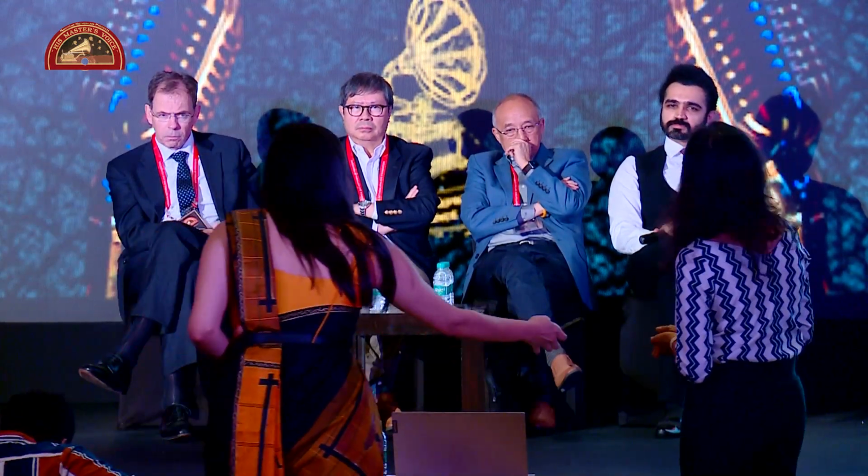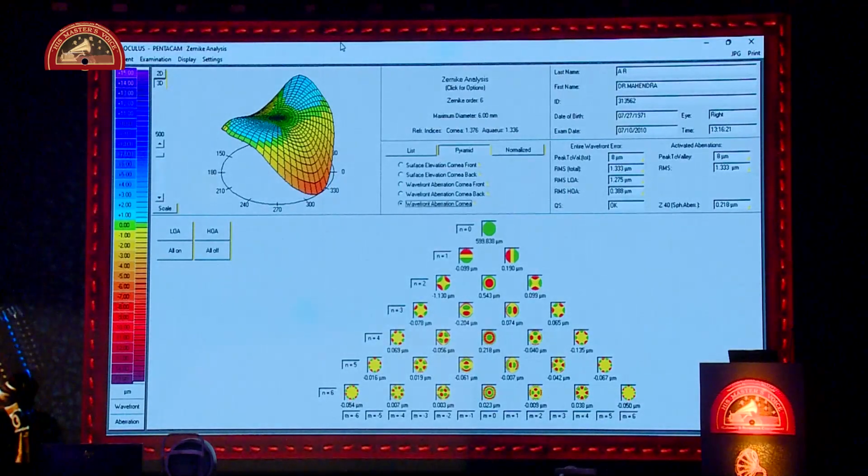Please go ahead. So here the Zernike analysis will give us the RMS HOA value. This has to be less than 0.5 for the patient to be eligible for a toric multifocal IOL implantation.